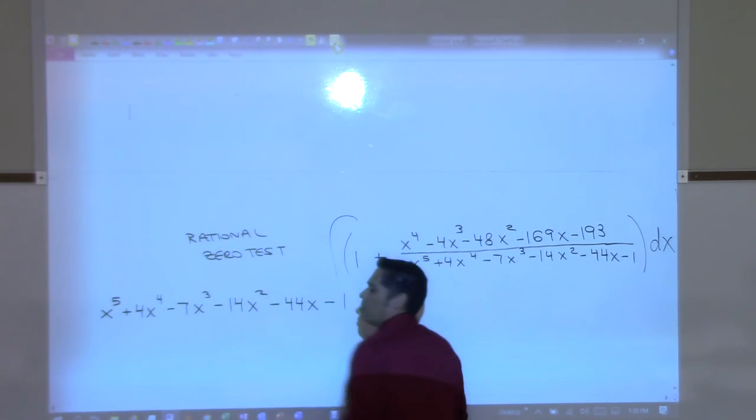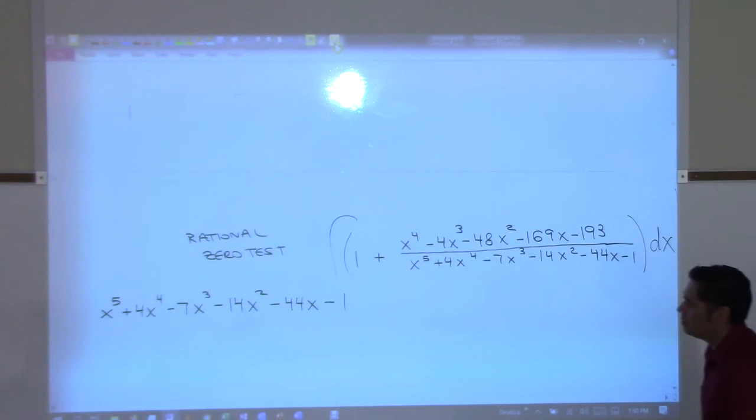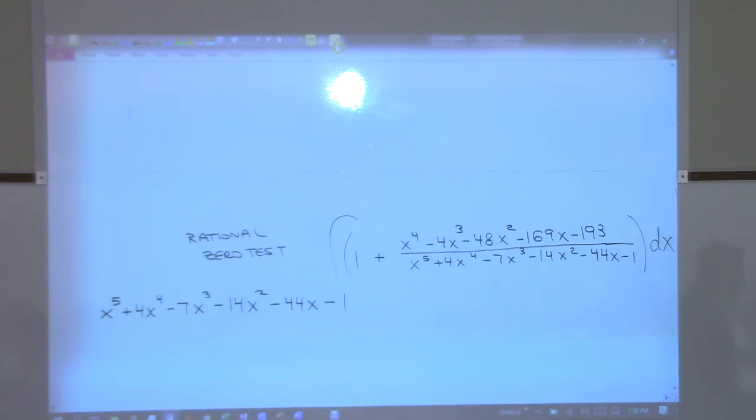I'll start going through it and see if it rings a bell. You know what, this just doesn't look right. Hold on a second. Something just doesn't look right on this.